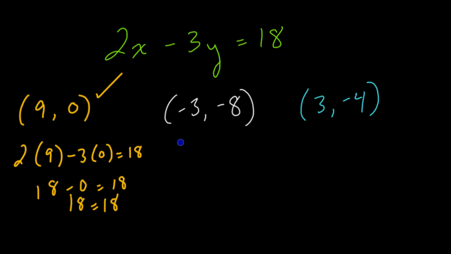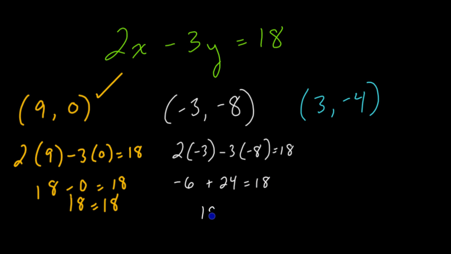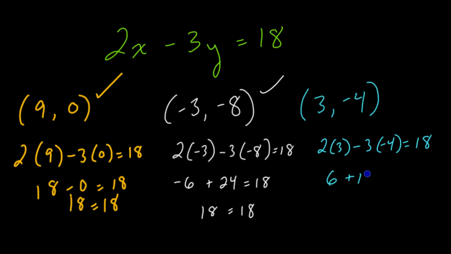Let's test the second one here: 2 times -3 minus 3 times -8. Does that equal 18? 2 and -3 gives us -6. -3 and -8 will give us positive 24. Does that equal 18? Yep, that one works as well. We've got (3, -4). 2 times 3 minus 3 times -4. 2 and 3 is 6. -3 and -4 is positive 12. 6 plus 12, yeah, that does equal 18. So that also works for this.